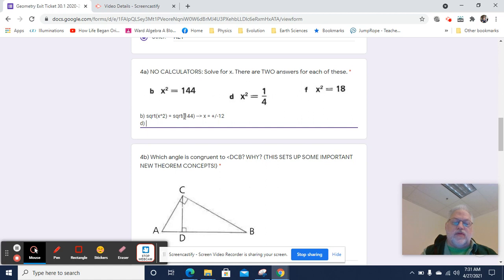All right, D. I'm going to copy this structure because it'll be useful to me. We've got x squared equals 1/4, so we need to get the square root of both sides. The square root of 1/4 is going to be 1/2, because the square root of 1 is 1 and the square root of 4 is 2. So it becomes plus or minus 1/2. Just as a reminder, 1/2 times 1/2 would equal 1/4.